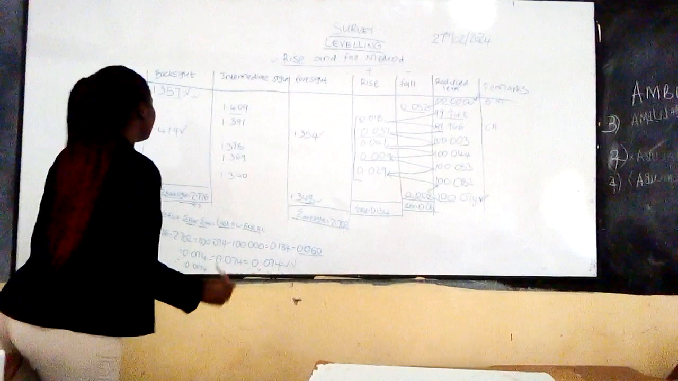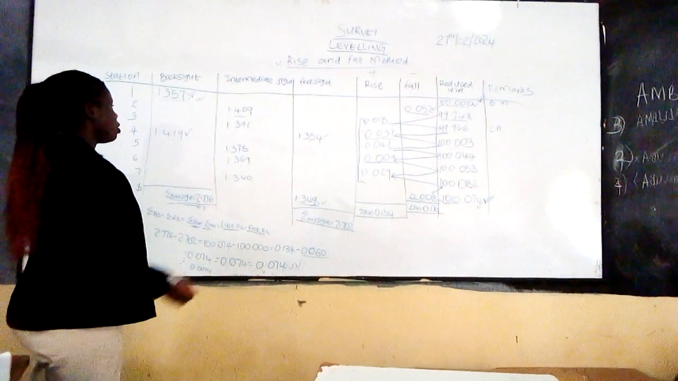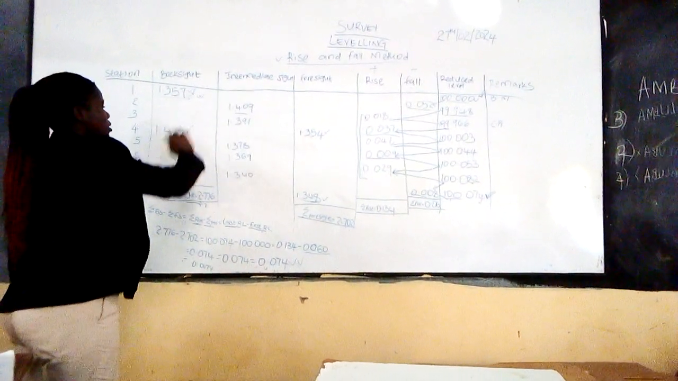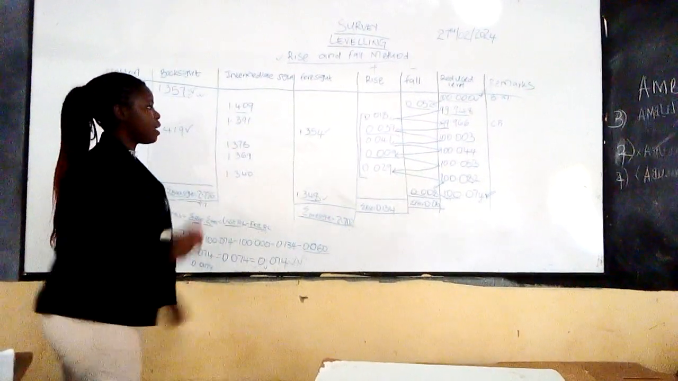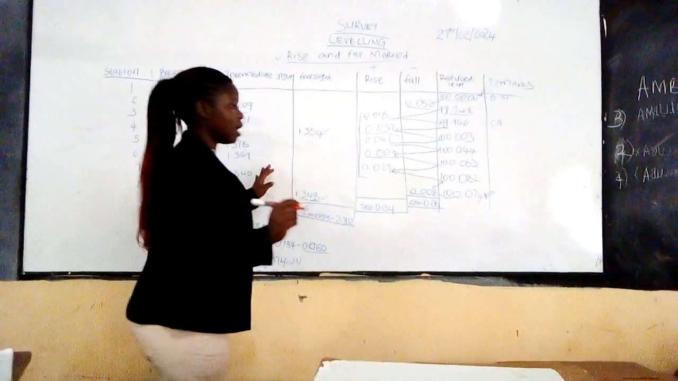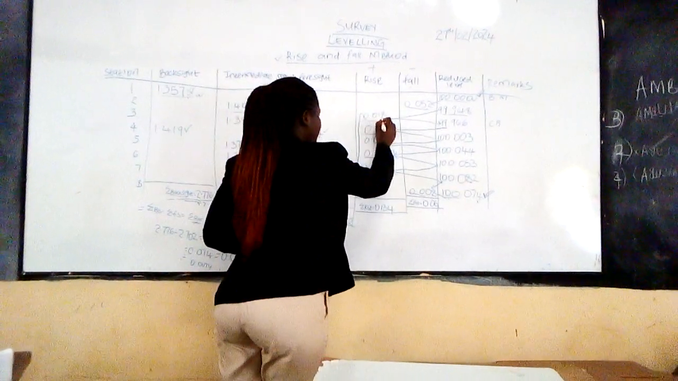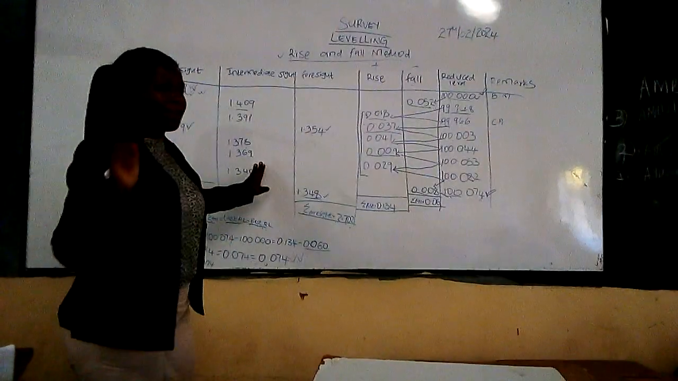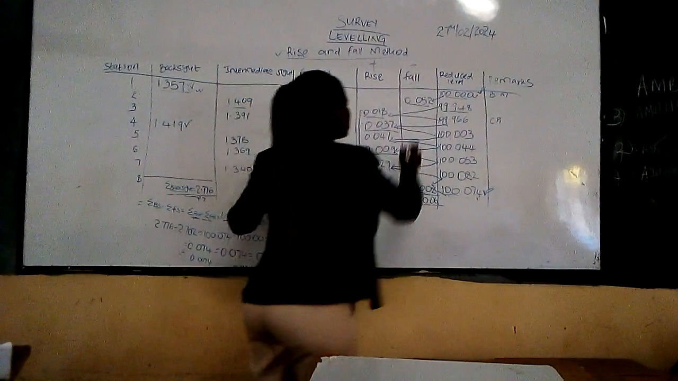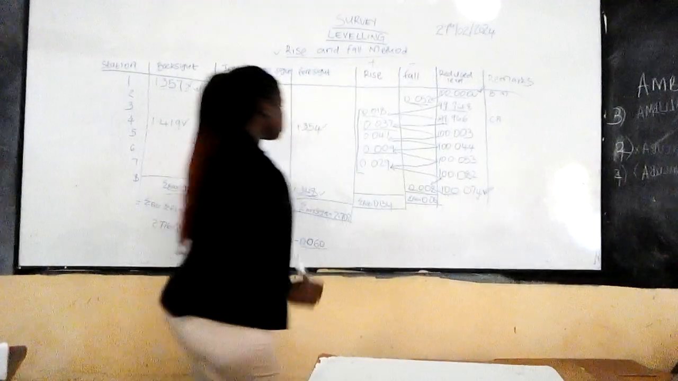Now we will start calculating, whereby we take our back side, which is our first reading, and subtract it from the intermediate side. If we get a positive answer, we place it in the rise column, and if we get a negative answer, we place it in the fall column.